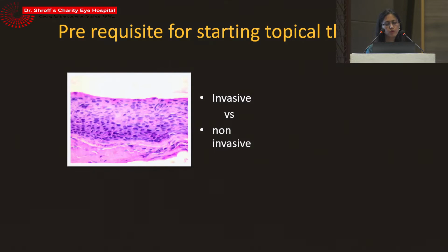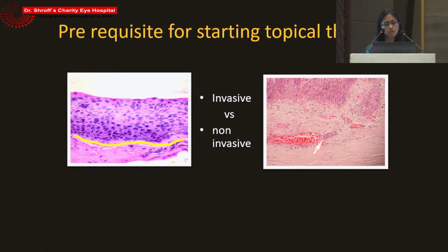So we have to understand one thing, that before we start the patient on topical interferon, we have to ensure that it is a non-invasive disease, meaning the disease is confined to the epithelium, not breaching the basement membrane, unlike here where there seems to be some breach in the basement membrane and the disease seems to be going into the underlying stroma of the conjunctiva or to the corneal lamella. If that is there, then it's a contraindication for topical therapy.